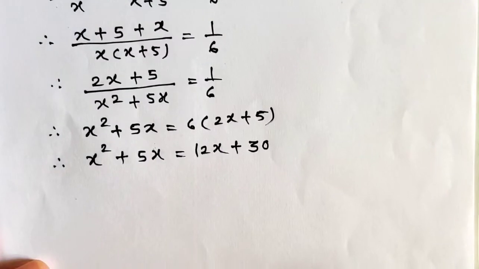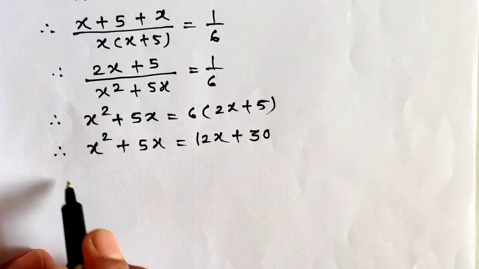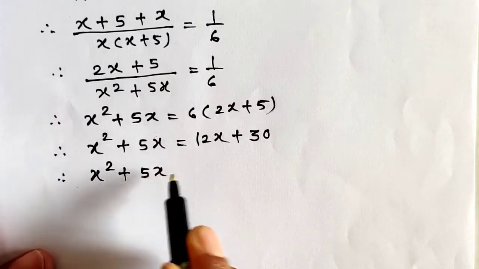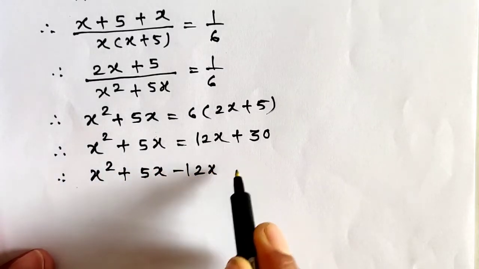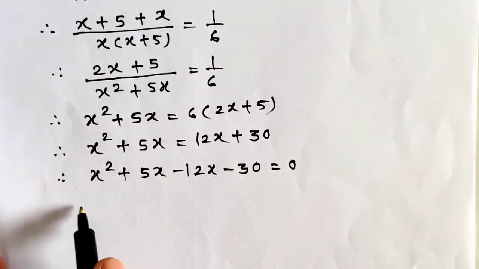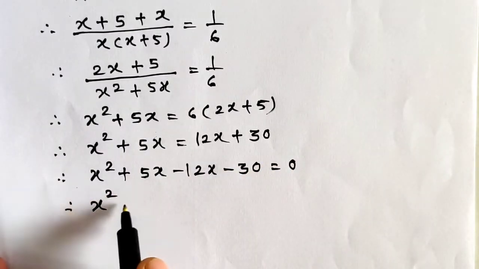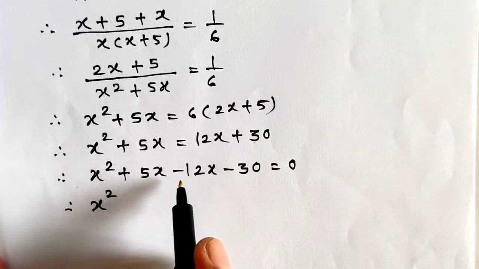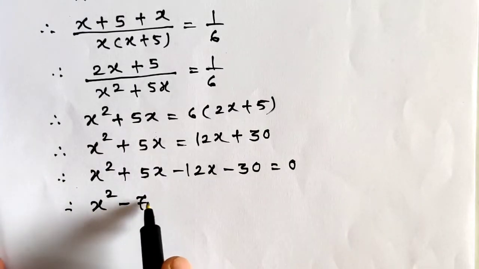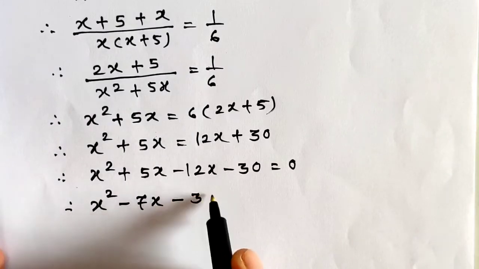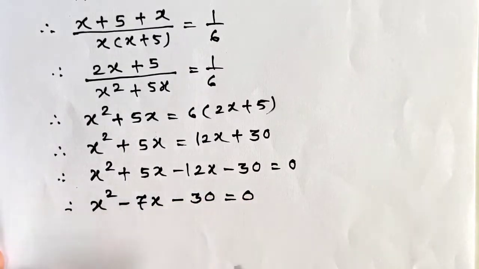Now the final equation we get is x square plus 5x minus 12x minus 30 is equal to 0. Now simplify. x square, then plus 5 minus 12: subtract the smaller from the larger and place the sign of the larger. Minus 7x, since 12 minus 5 is minus 7. And minus 30 is equal to 0.